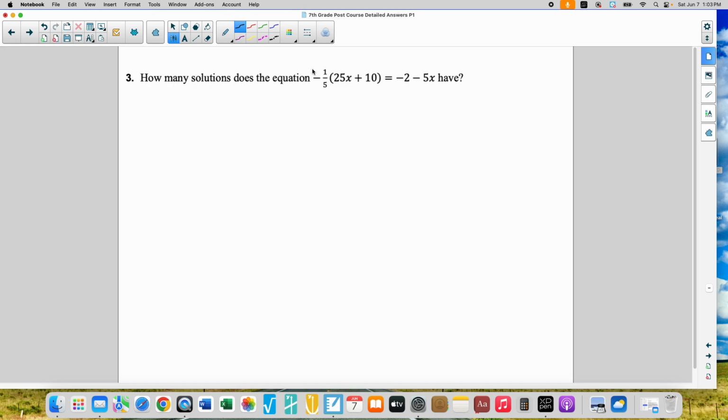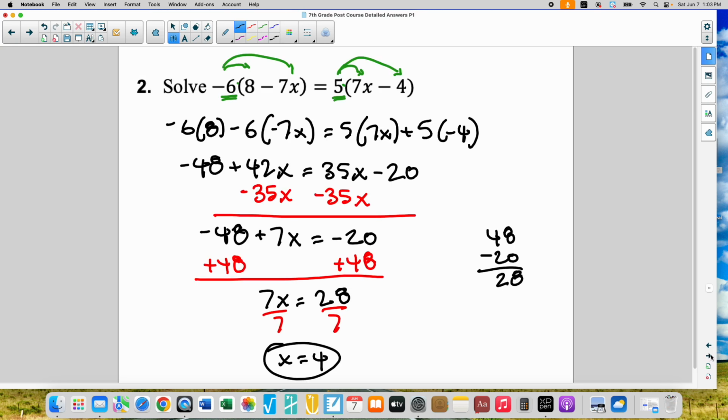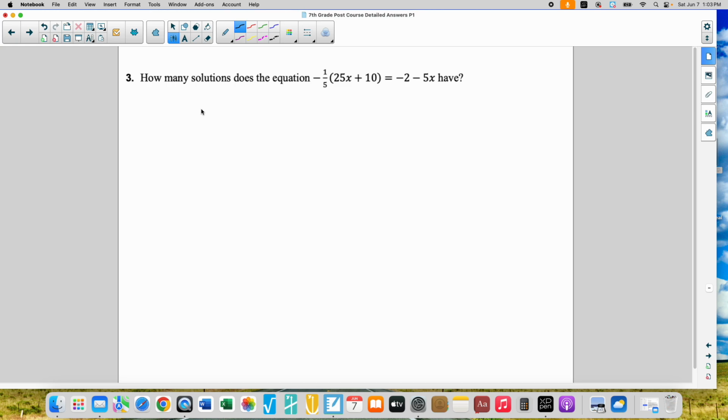How many solutions does the equation have? Well, what they're talking about here is you can have one solution, just like this. You can have no solutions, or you can have infinitely many solutions. So we'll notice we're going to end up simplifying, and if you can isolate the variable and you have a coefficient in front of that variable, you're going to get one solution.